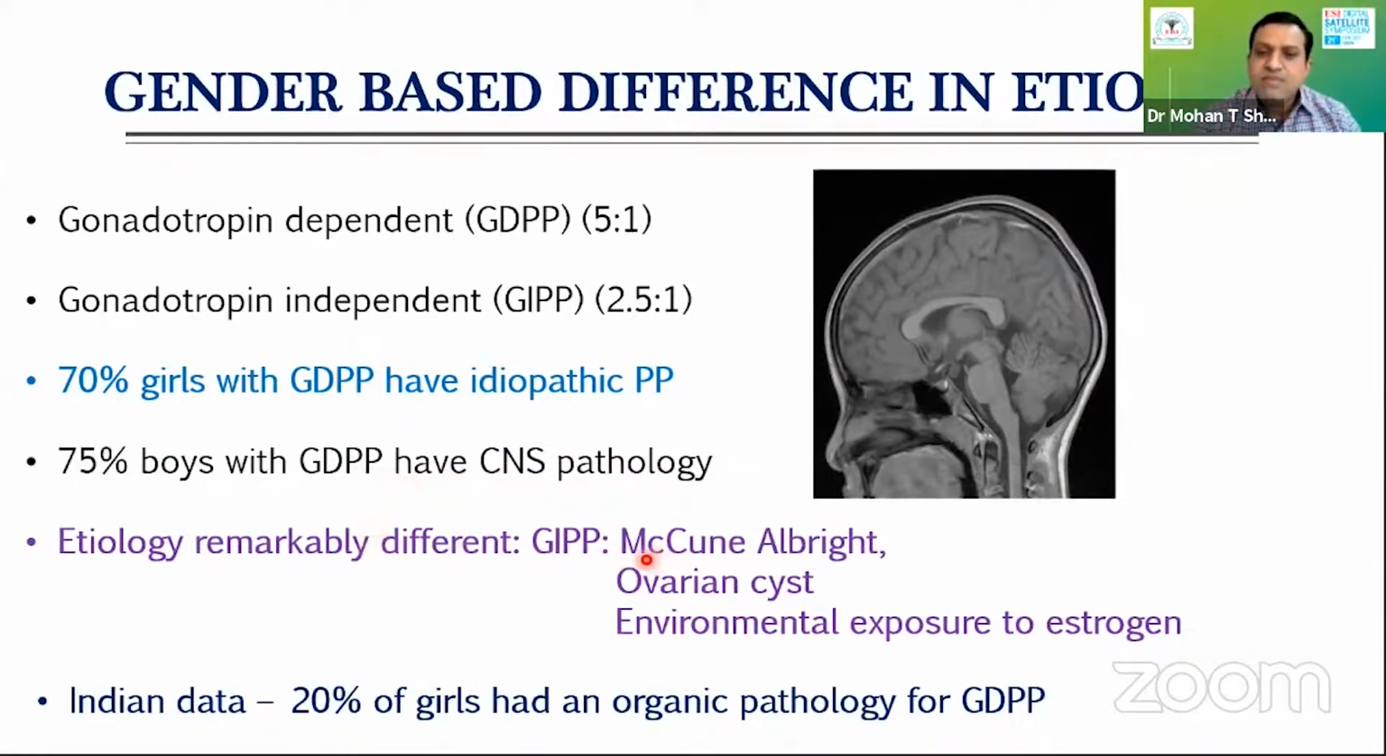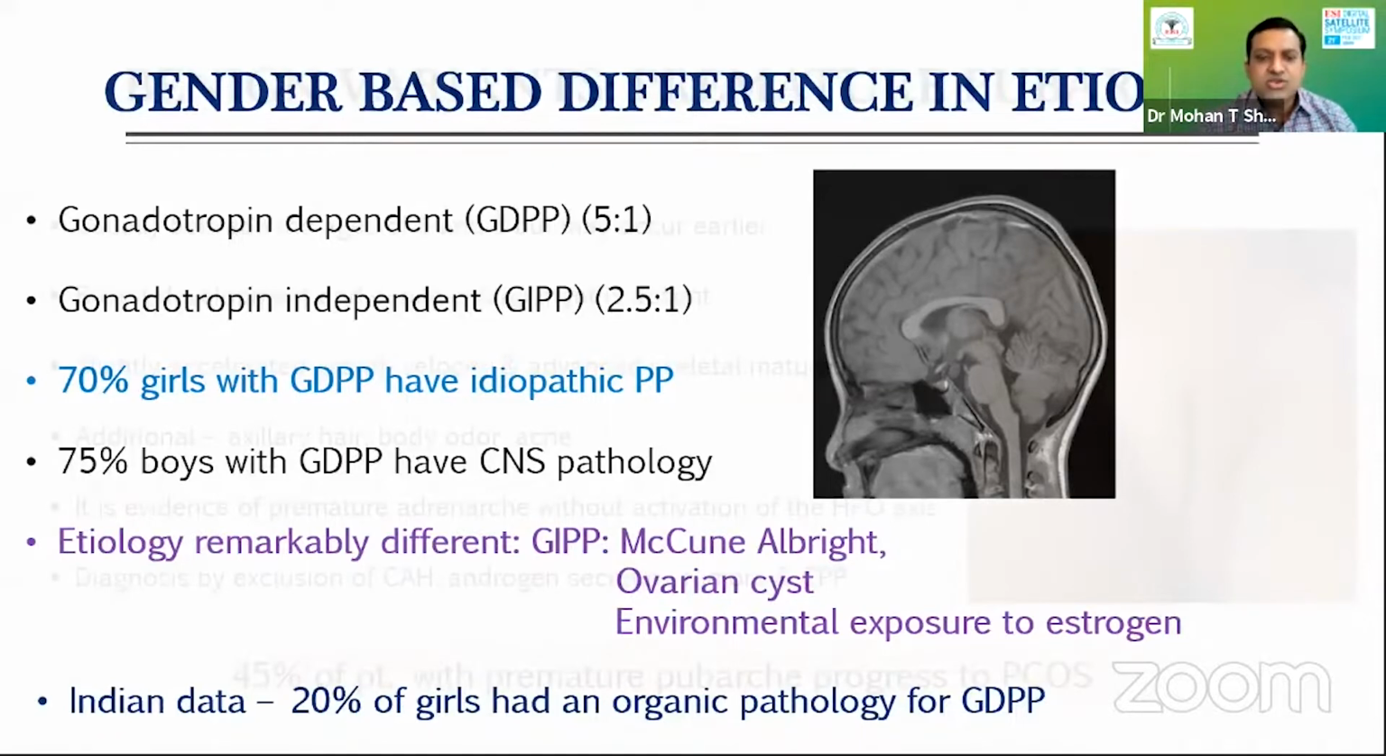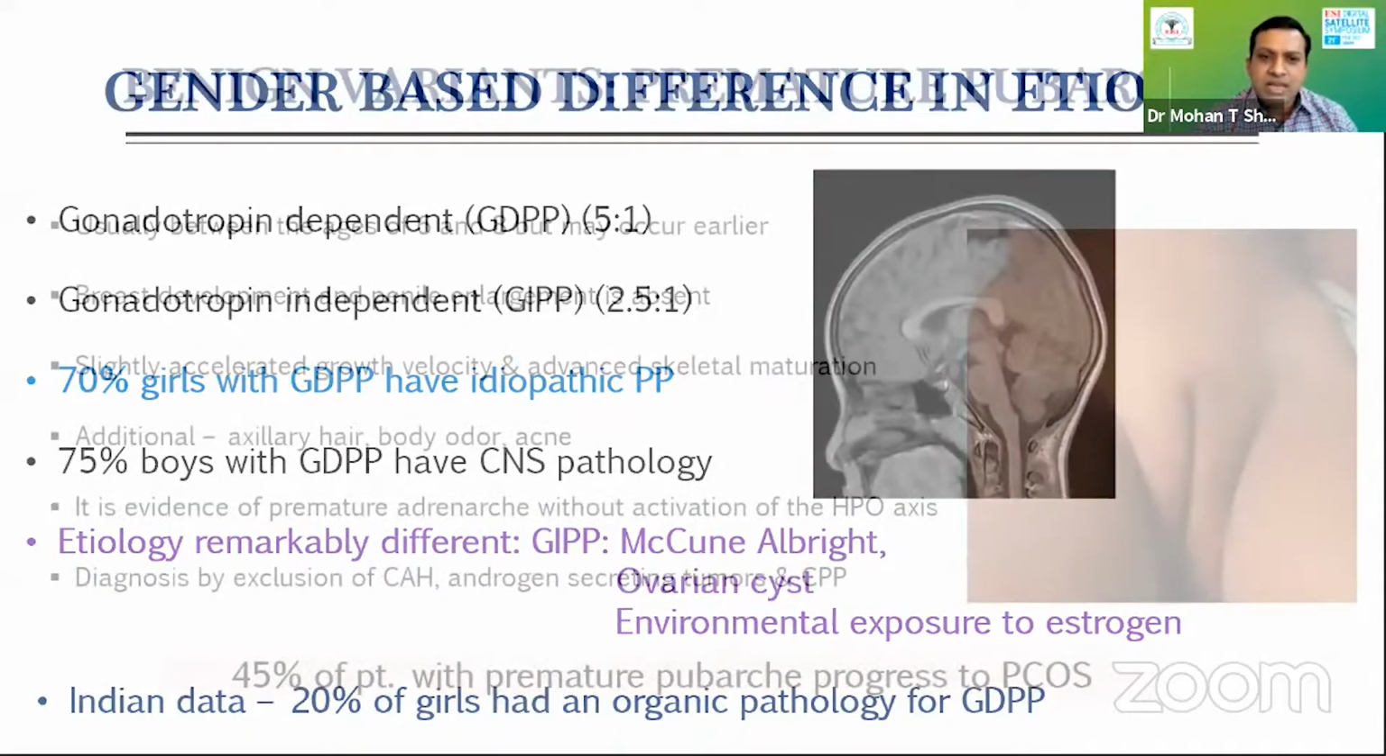Etiology is remarkably different because in GIPP also, McCune-Albright and ovarian cyst are very common, very important causes in the female counterpart. Indian data from PGI Chandigarh had reported that 20% of girls had an organic pathology for the gonadotropin dependent puberty. So benign variants, just to touch on this, it is really important that it can occur within this 6 to 8 years of age.